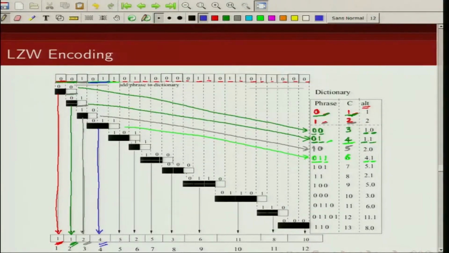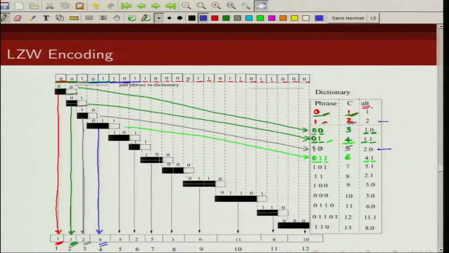Okay. Next, start with this. 1. Is 1 there in the dictionary? Very much so. That is this one. What about 1 0? Is 1 0 in the dictionary? Yes, it's there. Now let's look at 1 0 1. Is 1 0 1 in the dictionary?